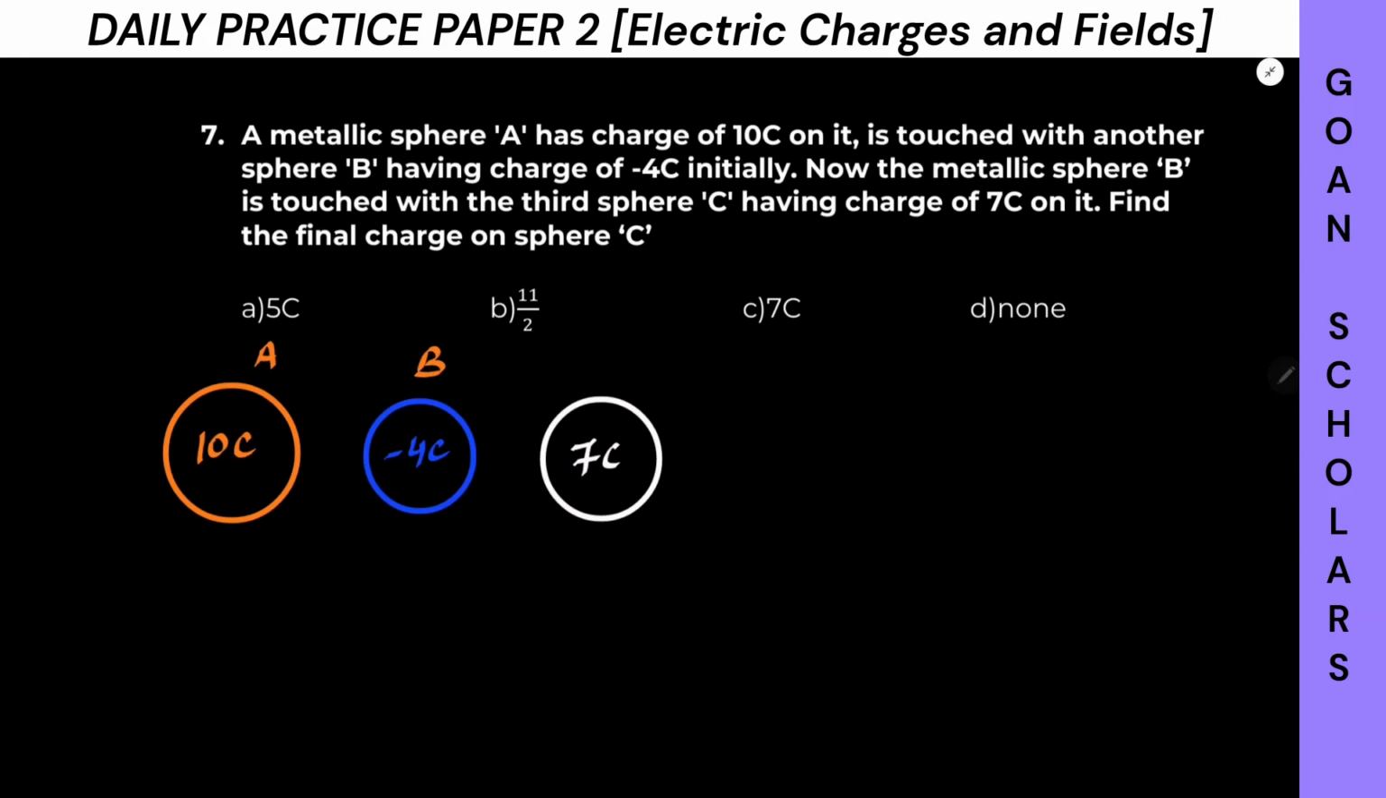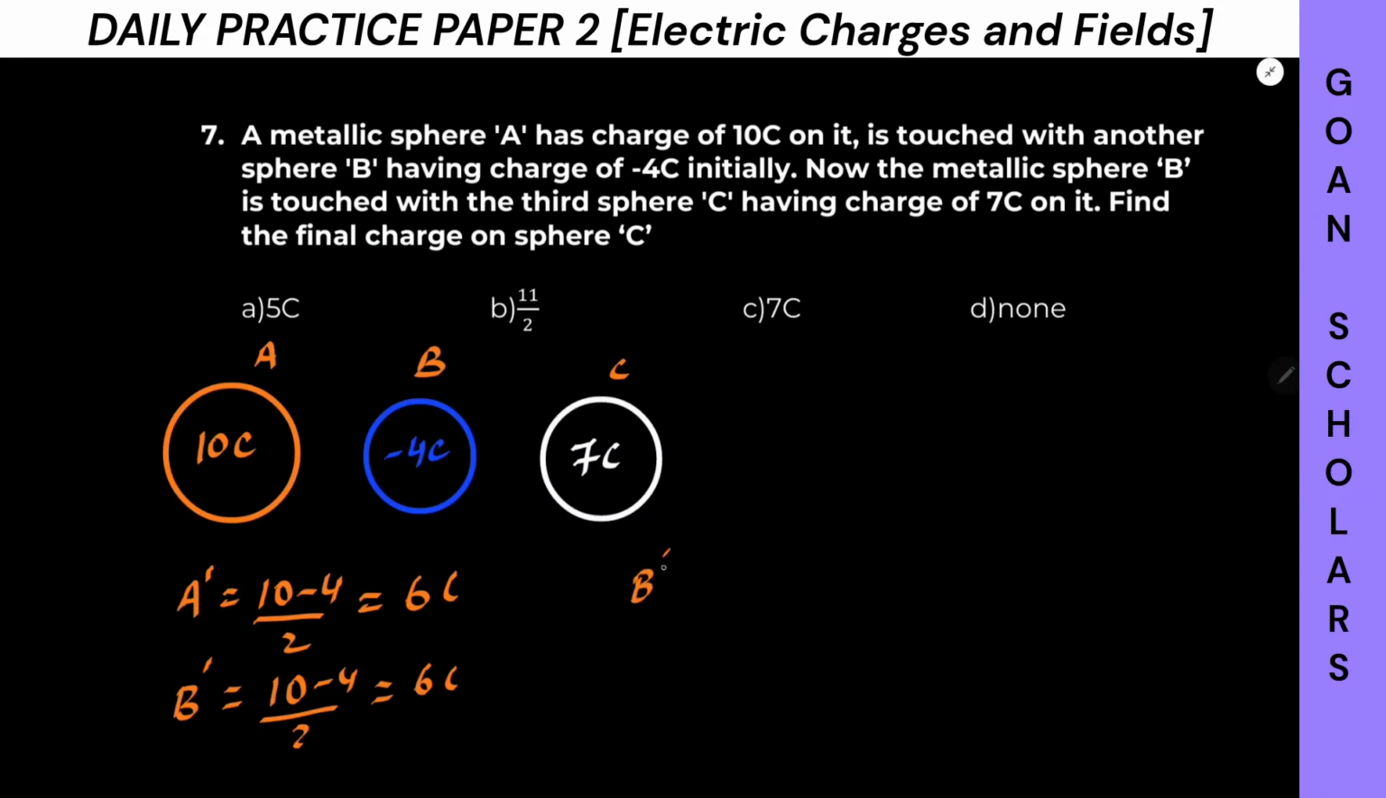This is A, this is B, and let's say C. When you touch A and B together, new charge on A will be 10 minus 4 upon 2, which is equal to 6 coulomb. What will be the final charge on B? That too will be the same, when you are touching A and B. Done. Now the metallic sphere B is touching the third sphere, which is C.